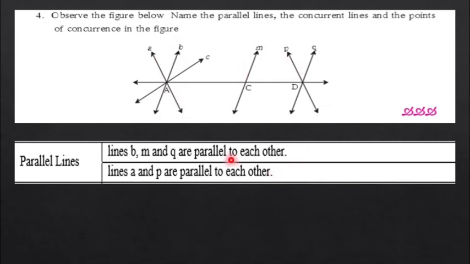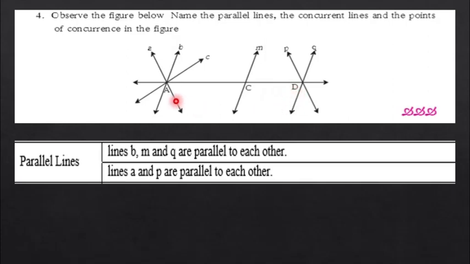Next, they have asked about concurrent lines and point of concurrence. Now, what are concurrent lines? Three or four lines which pass through a single point are called concurrent lines. And the point through which they are passing is called the point of concurrence. So here, if you see in the figure, from point A, many lines are passing, and also from point D, many lines are passing. That means points A and D are points of concurrence.